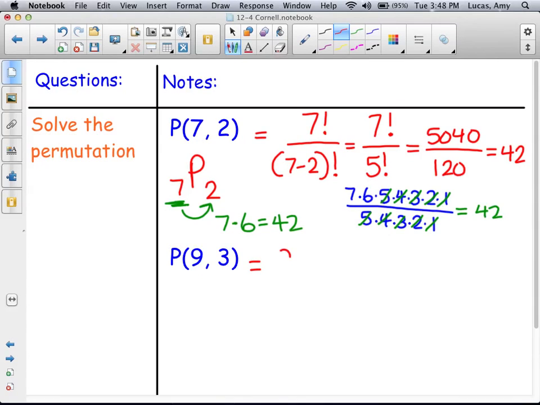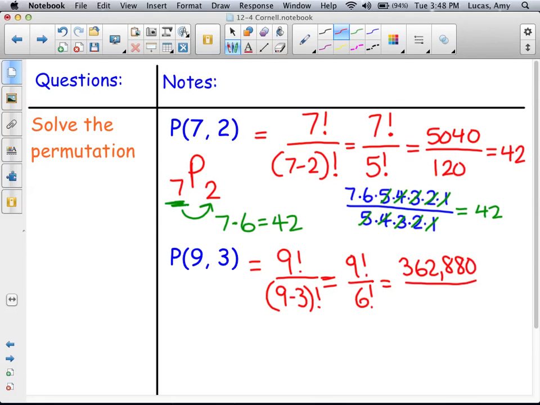The next one, I would have 9 factorial and then 9 minus 3 factorial, which is 6 factorial. So 9 factorial divided by 6 factorial. Use my calculator. 362,880 divided by 720 for 6 factorial. My answer is 504.